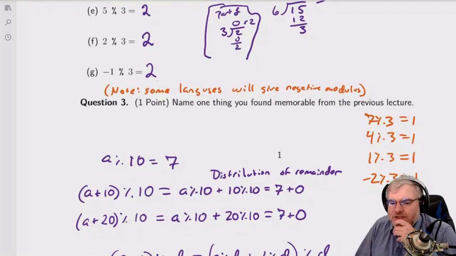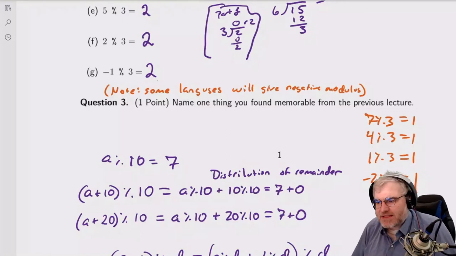So to answer the question that's in chat, negative 3 mod 3, right? So if you did the division in the algorithm, you wind up with negative 1 remainder 2. Right, so when you do it, you simply add back. Now, this is something that's a little different.